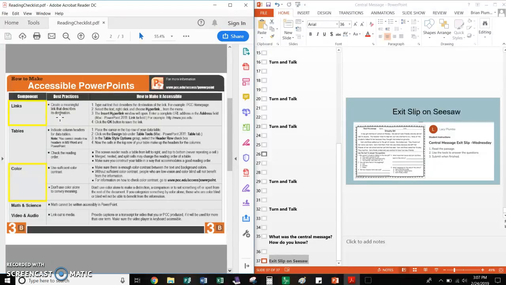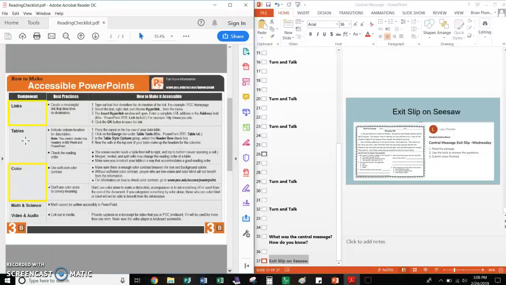Did I have anything where it was a right click hyperlink? That was their Seesaw, their exit slip. They were able to click right on the picture of the Seesaw, and it took them into their Seesaw accounts where they were able to answer that exit slip. The table, I put it into the organizer, but did I have an additional table in the PowerPoint? No, it was in their organizer, but the table did allow them to organize their thinking.